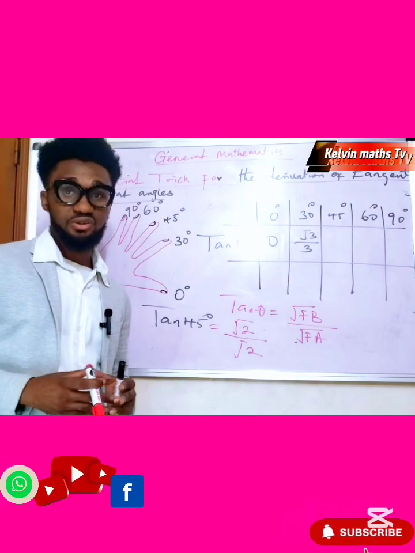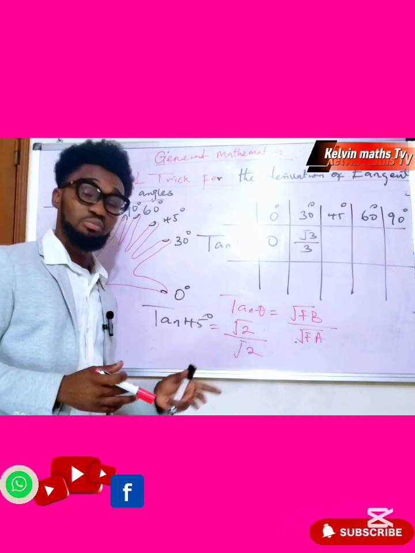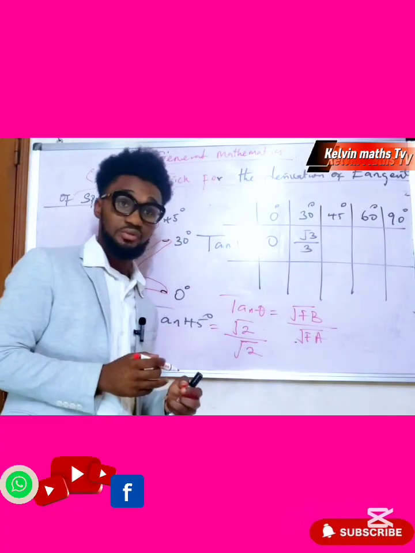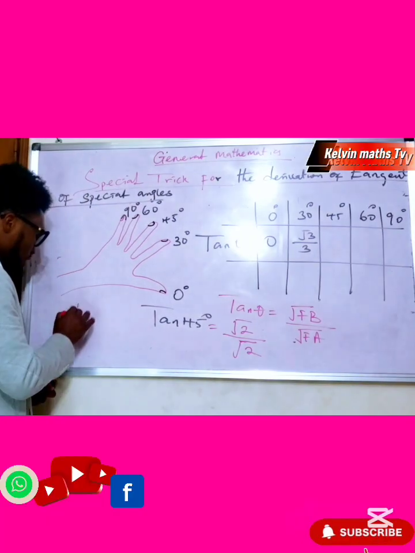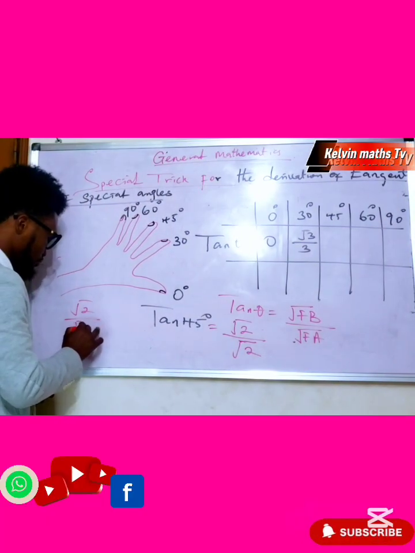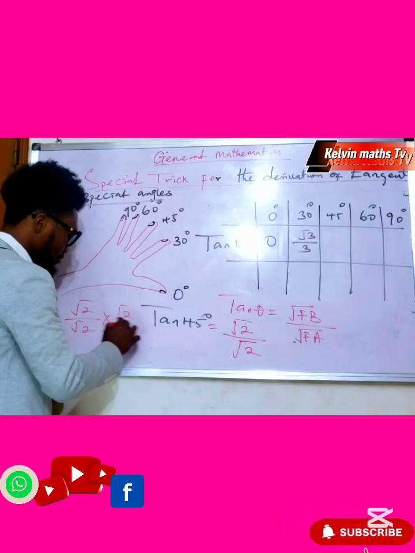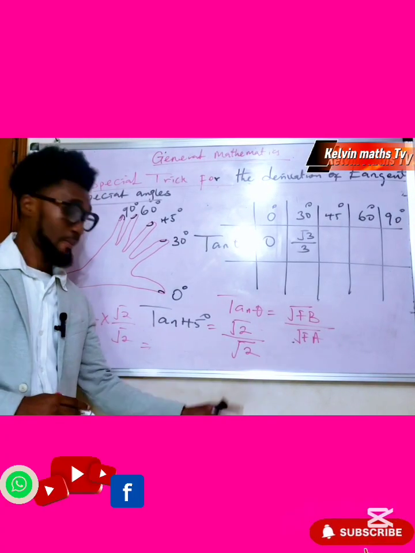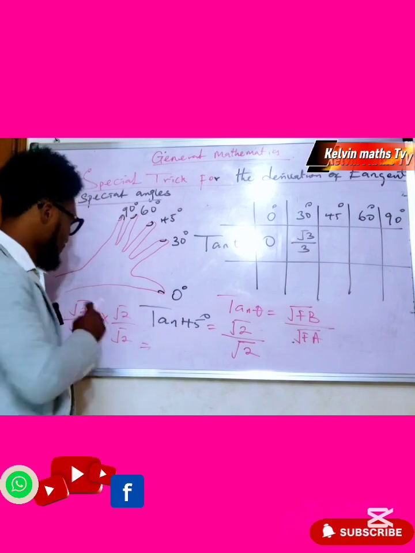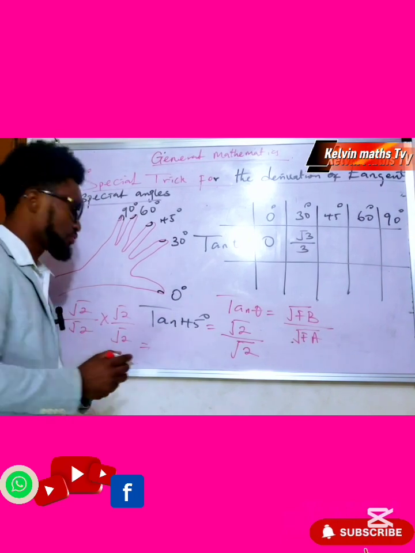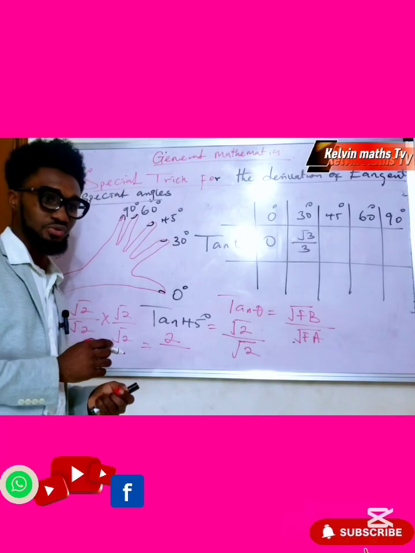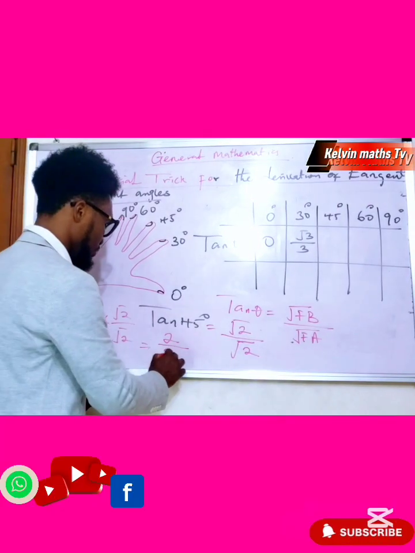So by rationalizing, you know what we do? We multiply the numerator and the denominator by what? By the value of the denominator. Okay, so now we have square root of 2 all over square root of 2, multiplied by square root of 2 over square root of 2, for us to eliminate the surd here. So at this point now we have square root of 2 times square root of 2. Of course, we have 2 divided by square root of 2 times square root of 2. Of course, we have 2 as well.